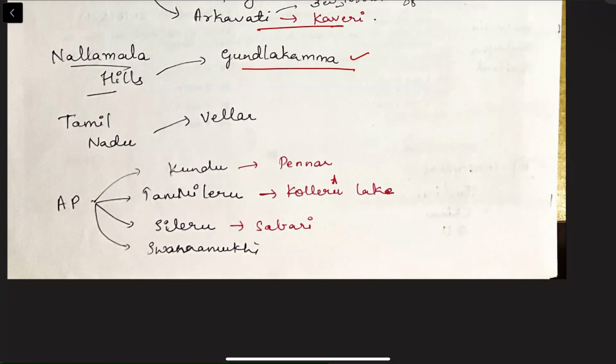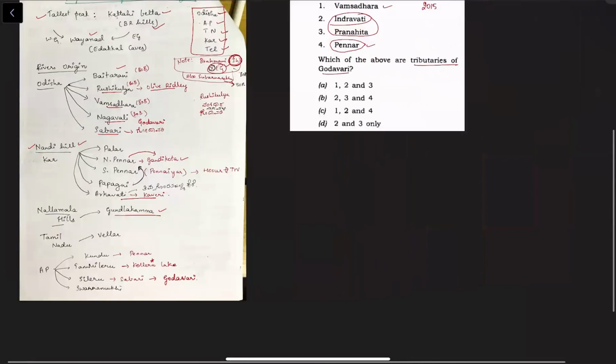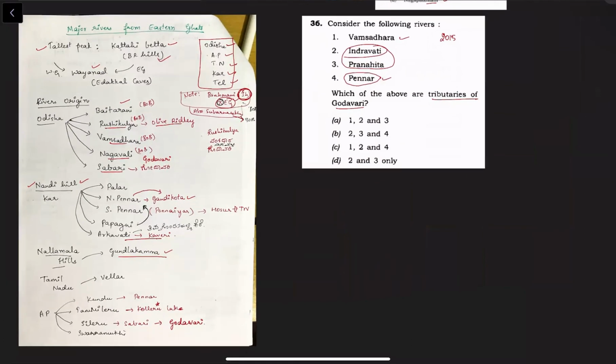Kolleru Lake is also one of the important Ramsar sites. And then Sileru, which is a tributary of Shabari. Shabari is again a tributary of Godavari. So the Sileru River in Andhra Pradesh rises in the Eastern Ghats. And then the Swarnamukhi River in Andhra Pradesh also rises in the Eastern Ghats. With this, we have covered the important rivers which rise from the Eastern Ghats, and in the upcoming prelims it might give some clue to solve some questions related to rivers. This is how we can consolidate content based on the understanding of previous year questions.